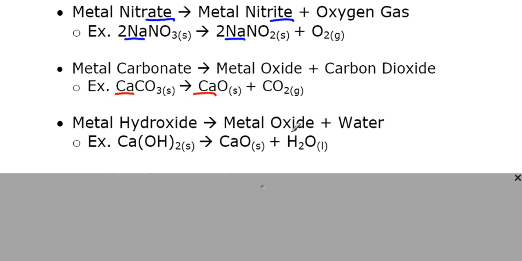This one also happens to produce a metal oxide. So you see between the two here, they're actually the same product, calcium oxide. But the other product is different this time. Because it's a metal hydroxide, it ends up producing water instead. So these are three ones you should be familiar with. They're a little bit more specific in terms of decomposition reactions.